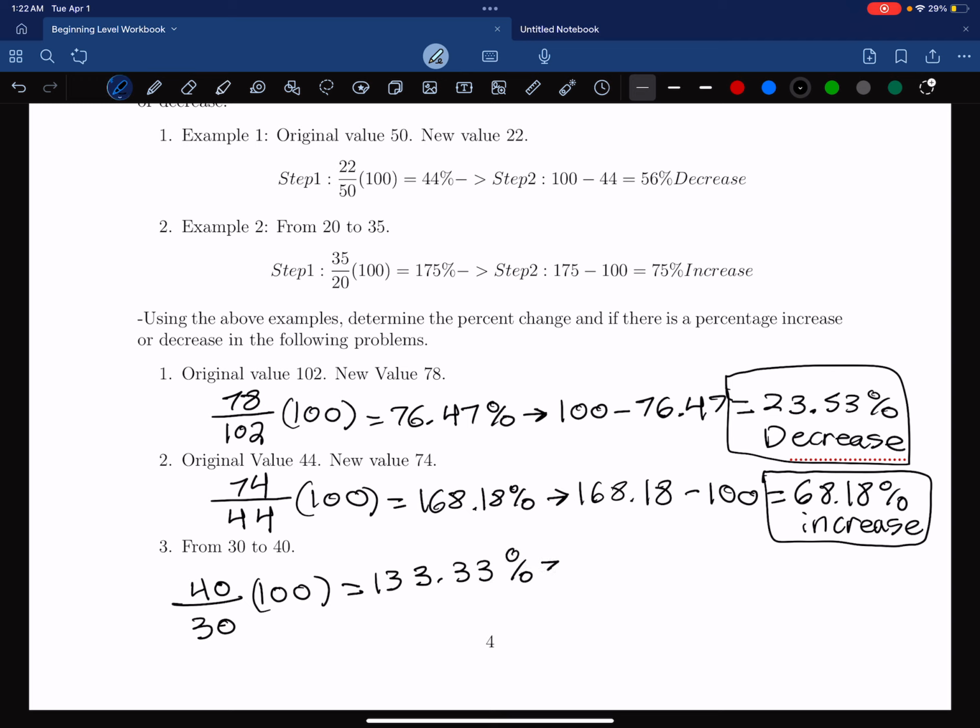Now, because this value is larger than 100, we have a percentage increase. So we're going to take 133.33. Then we're going to subtract that by 100, which will get us a 33.33 percentage increase.